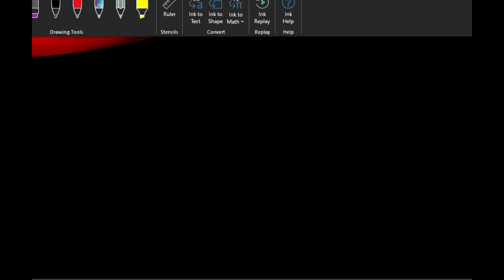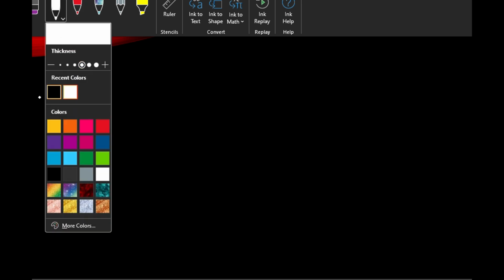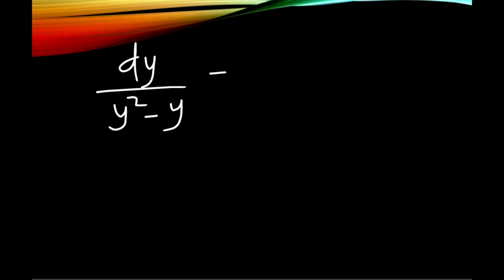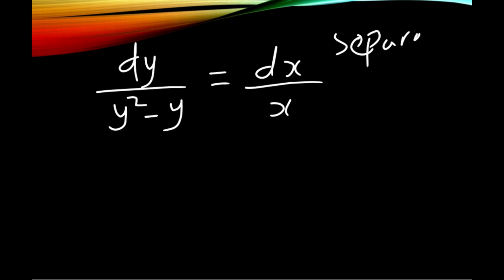Let's switch to the next page. I think we are good to go. So dy over y squared minus y is equal to dx over x. So we've been able to separate the variables. Now let's focus on the left hand side of the equation. We've separated the variables successfully.